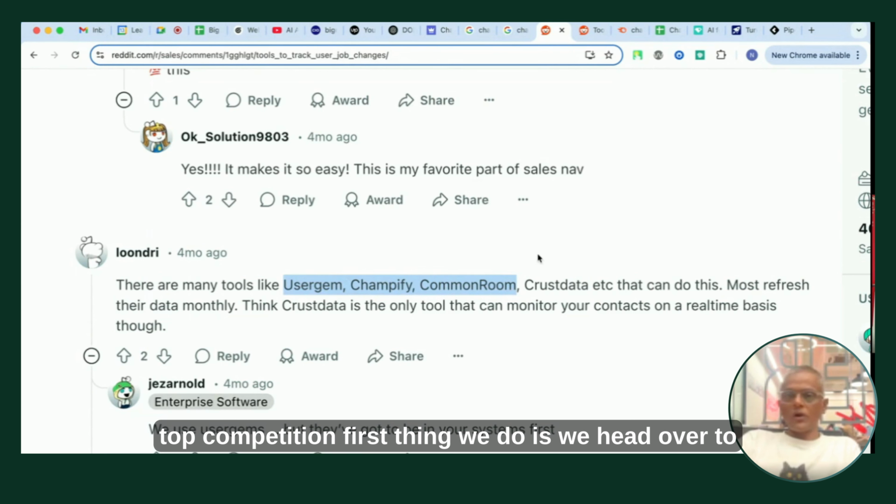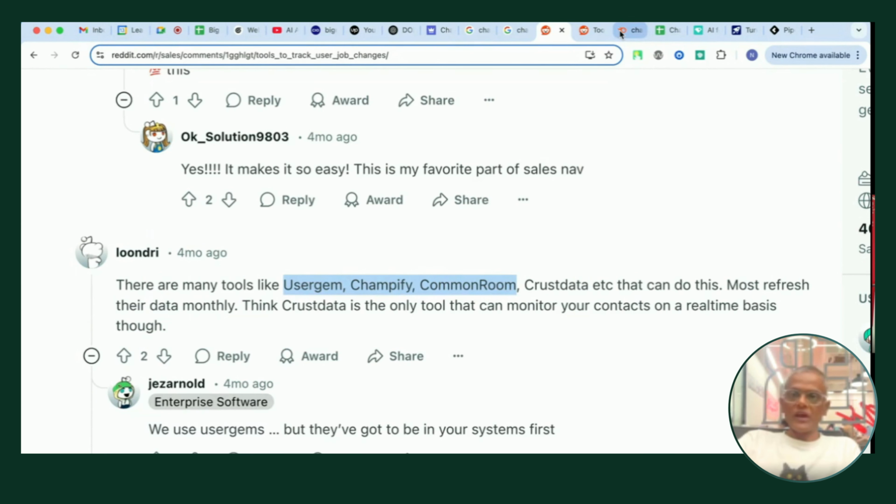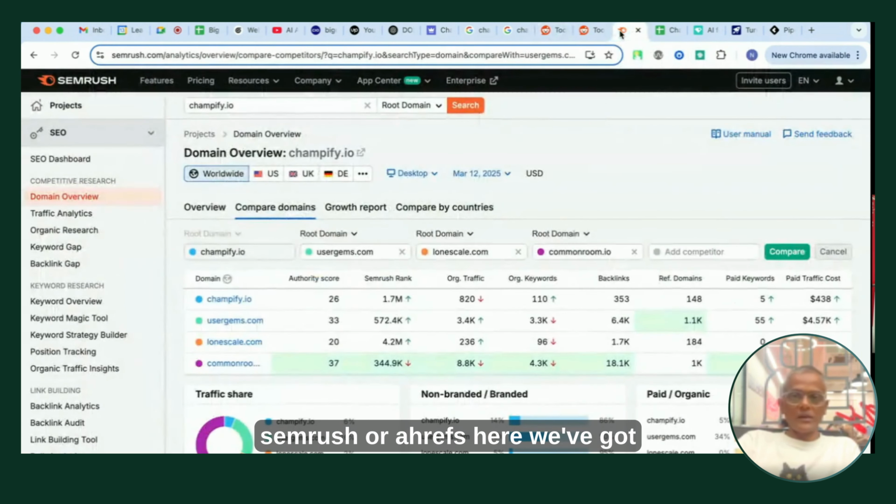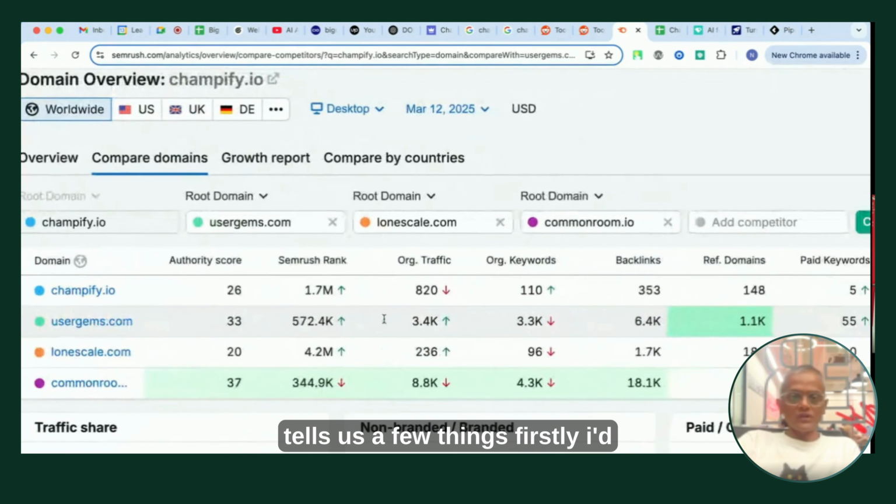Once we know the top competition, first thing we do is we head over to an SEO master tool like SEMrush or Ahrefs. Here we've got SEMrush and Champify, User Gems, Loan Scale, and Common Room. And a comparison of these domains tells us a few things.